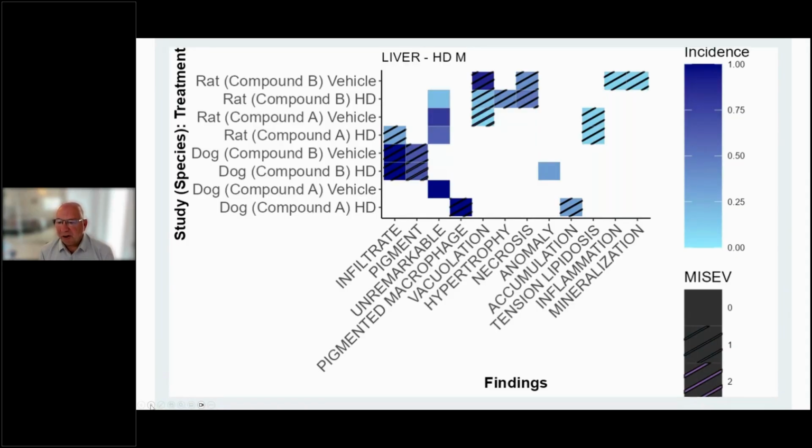So again, these are things that one would want to dig into deeper and look at perhaps individual animals or other findings in the other species to try to understand the origin of these findings. But again, these findings are driving those scores to enable the investigator to assess the potential impact on interpretation of the studies. Next slide.